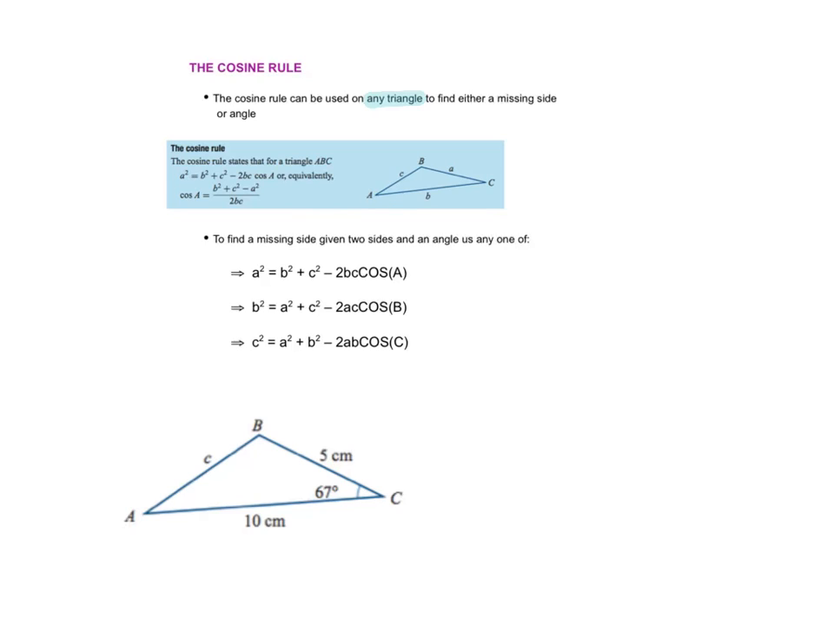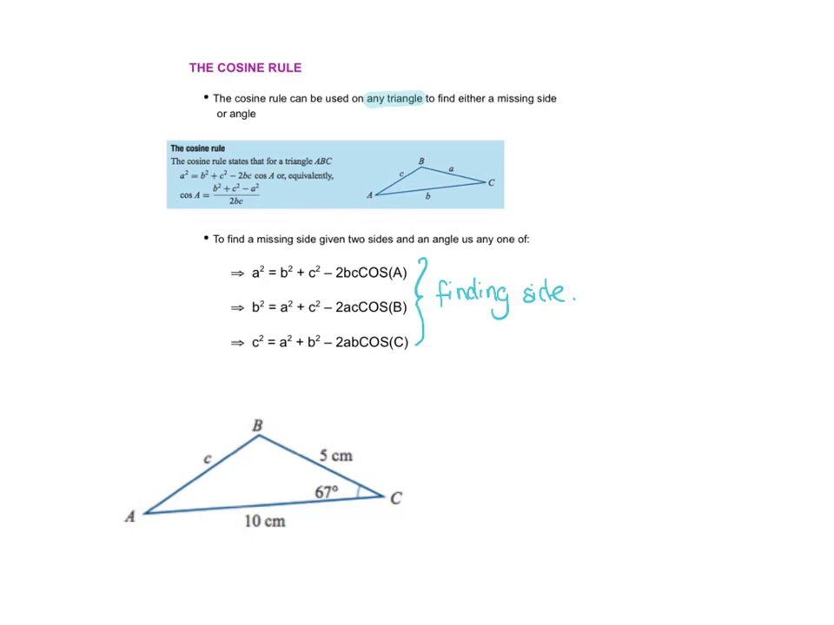Now, cosine has a couple of different versions of its formula, and when we are finding one of the sides, we use one of these formulas, and when we are finding an angle, we'll see on the next page the rearrangement of the cosine formula.